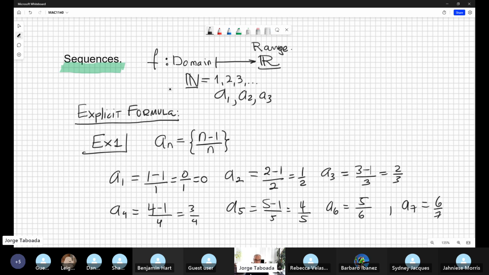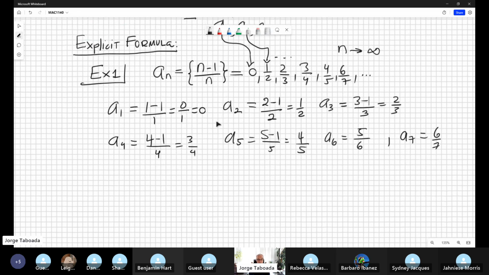And so, if you want, you can write the sequence like that: 0, 1 half, comma, 2 thirds, comma, 3 over 4, comma, 4 fifths, comma, 5 sixths. By default, you suppose that the first element is for n equal 1, a1, a2 is 1 half, and so on. You represent it like that, and you put 3 periods to indicate that this continues forever, as n approaches infinity, because you know the natural numbers are totally unlimited. It's infinity, but positive infinity, never negative infinity.